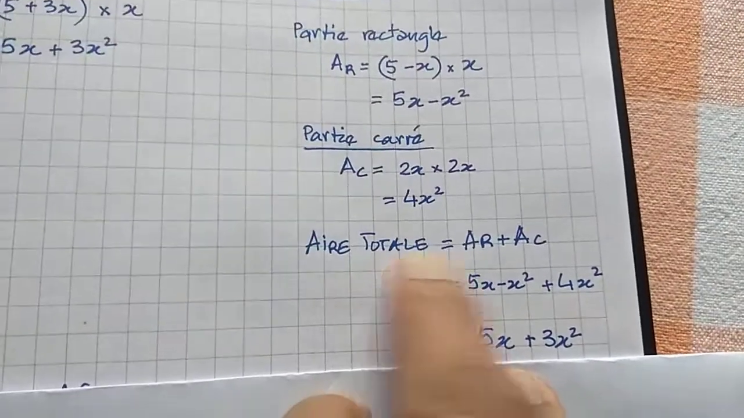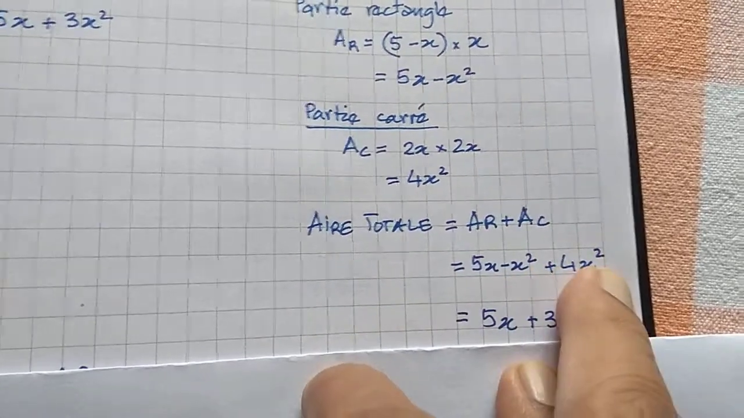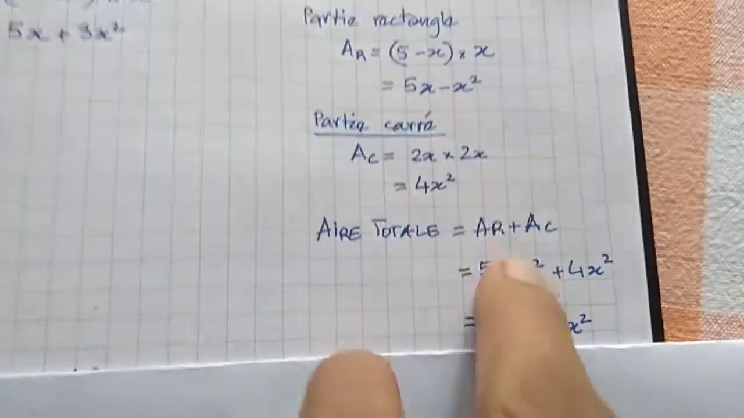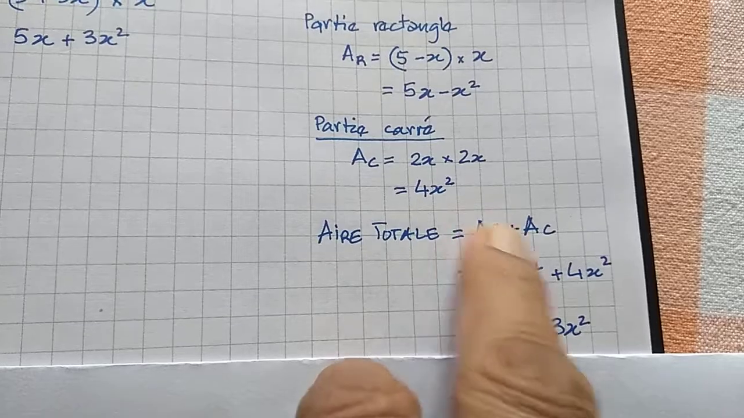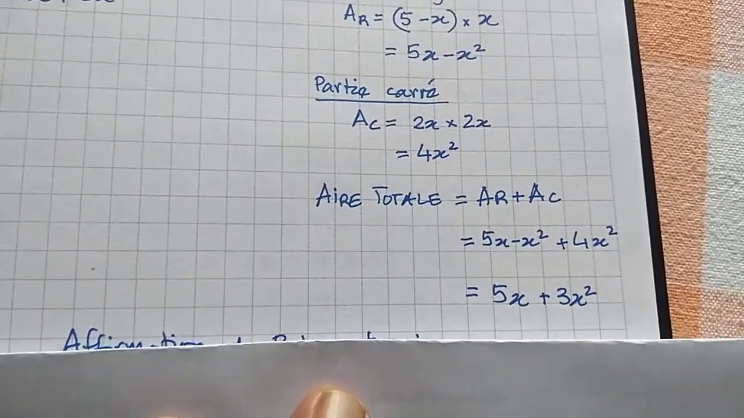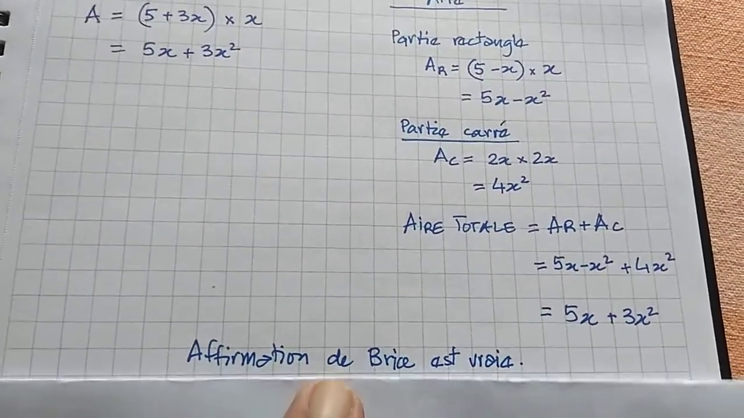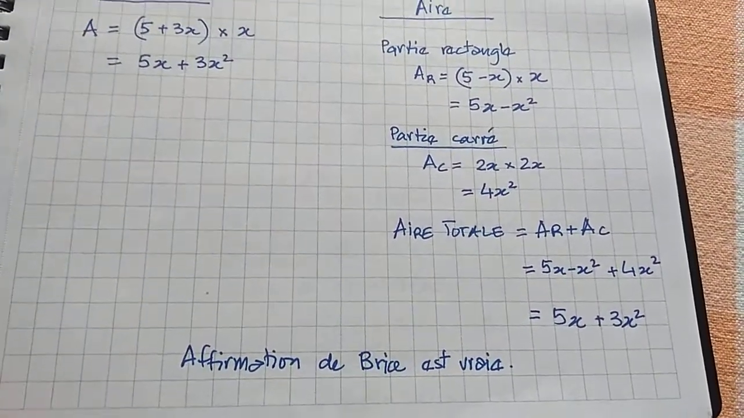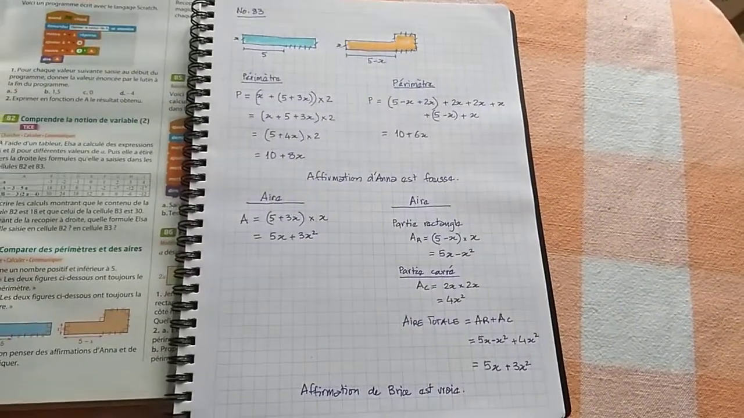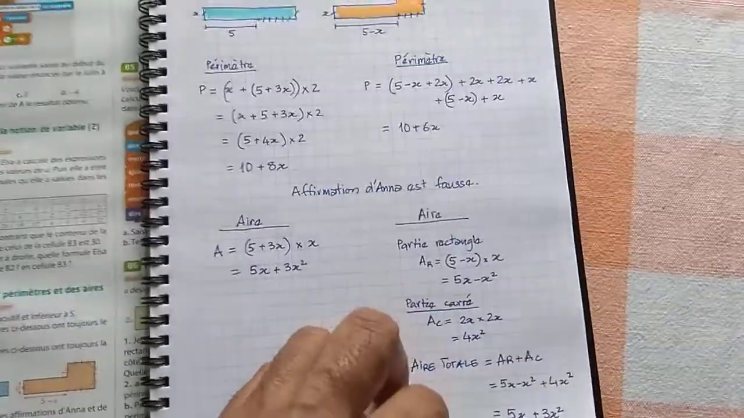See, I wrote air total and then I wrote AR plus AC here. If I had omitted that step and written directly here, then it would have become more complicated for you, for me to understand what I am doing. So always write in detail. So then we can see this is equal to this, affirmation de Brice est vrai. Okay. So this is how you have to do this entire problem. Okay. So that is for this problem.